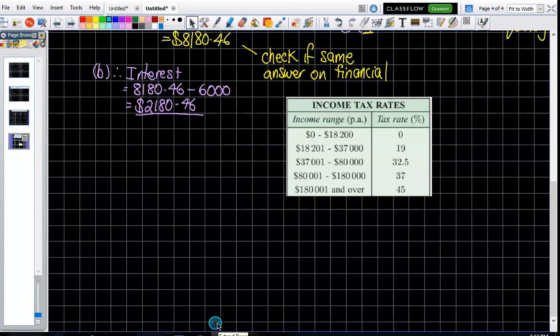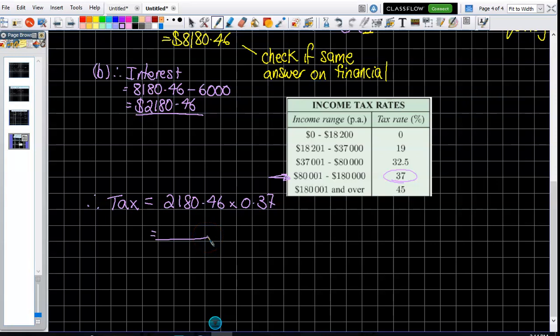So 80,000 plus her two. What tax bracket is she now in? One, two, three. Right. Excellent. So she's in this one. Looking at this one on the board, that means she has to pay 37 cents. So what do we do? How much tax will she pay? Excellent. 2,180.46 times 0.37. And that's how much tax she has.